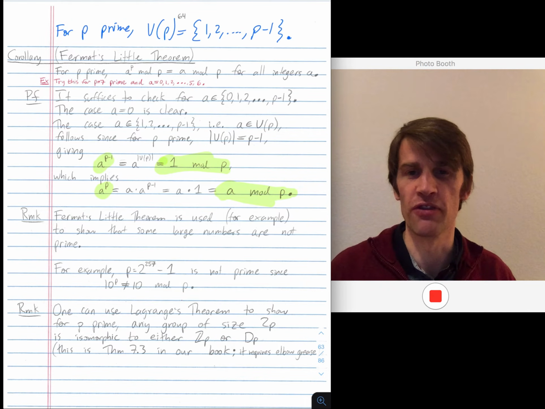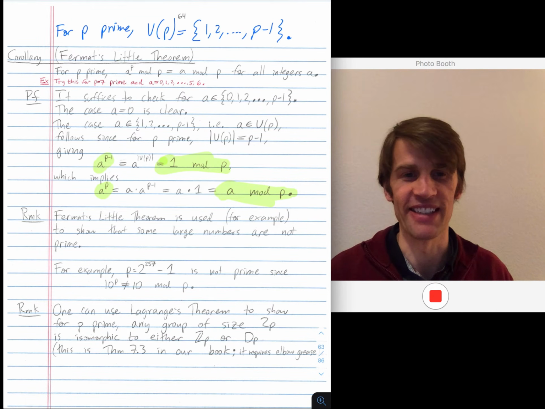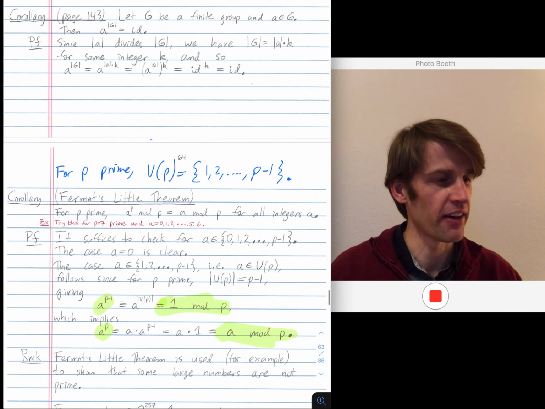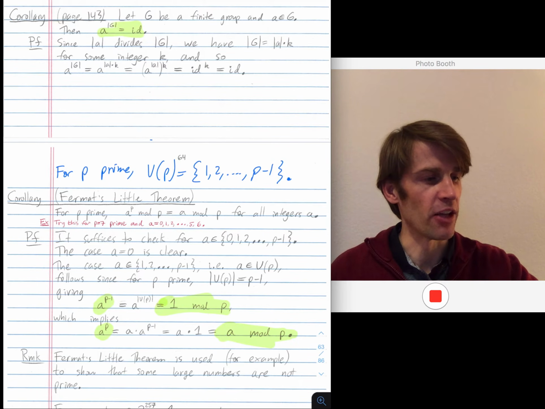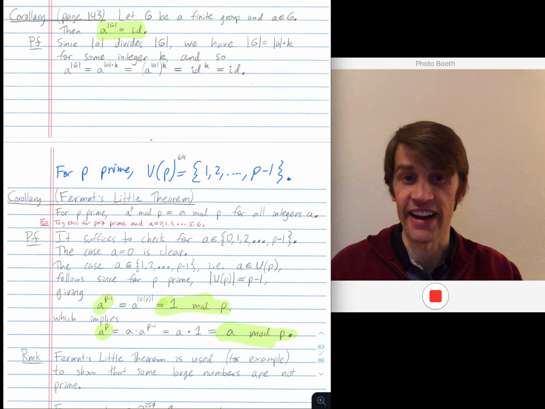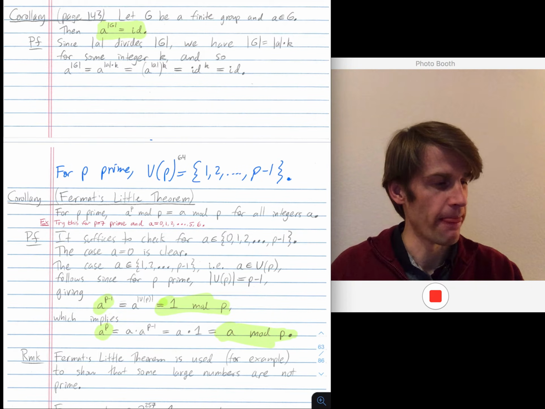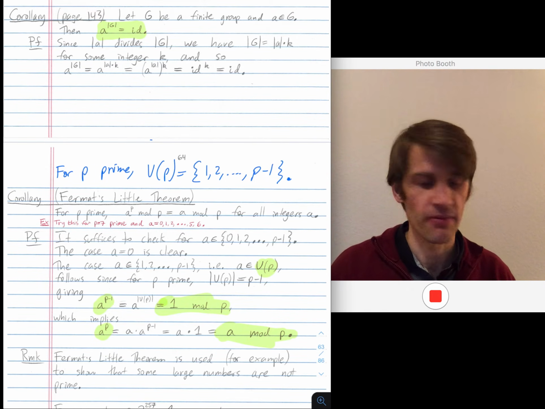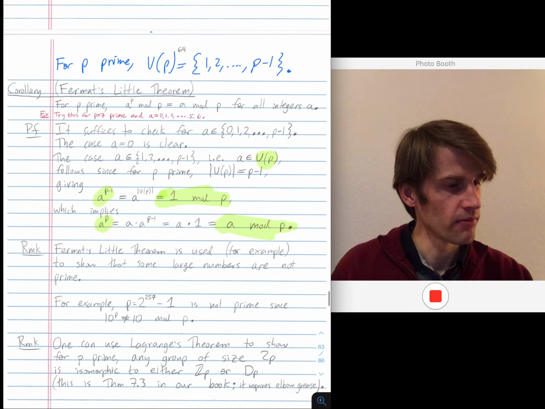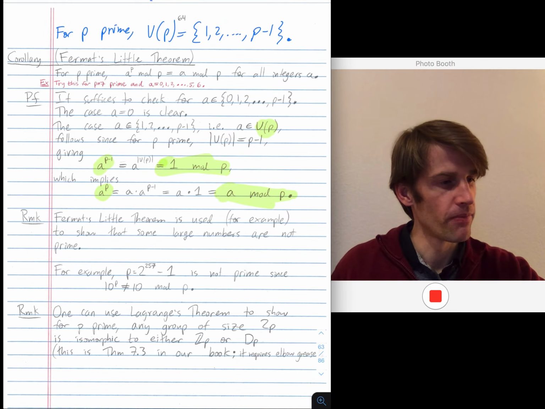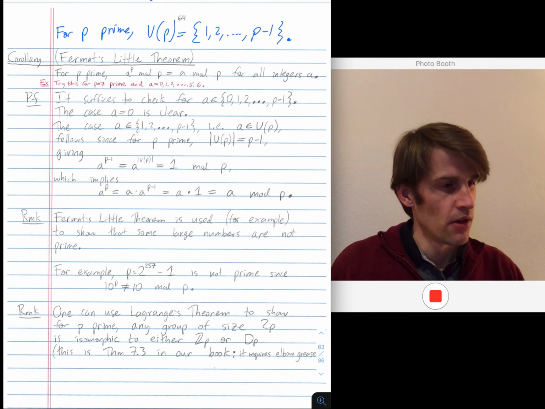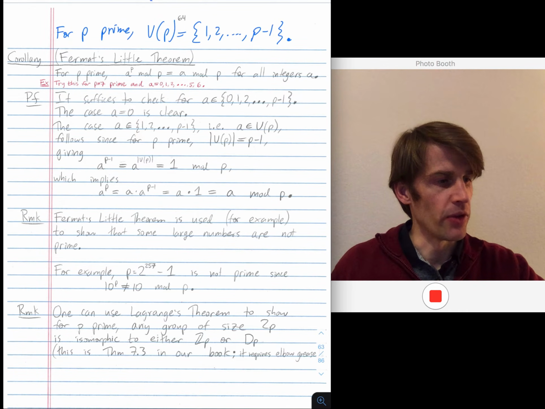So this is a beautiful, important little theorem in number theory, and it really follows from this group theory fact that a, an element of a group, raised to the power of the size of that group is the identity. And here we're just applying that theorem in the group of units mod p. Let me end with two remarks.